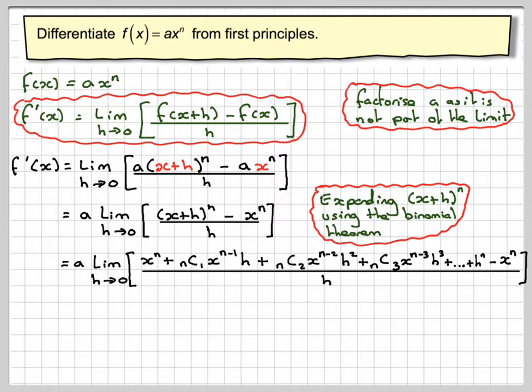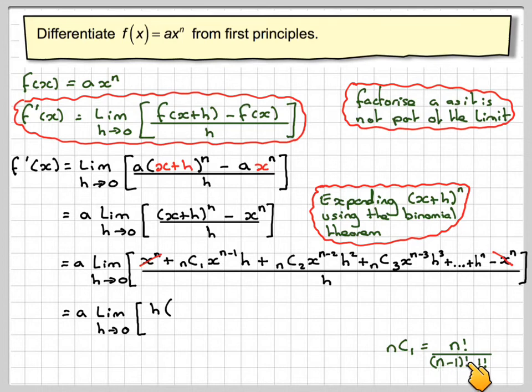Right, we've got x to the n minus x to the n, so they will cancel out. And so we've got a times the limit as h goes to 0. Now, just one extra thing. Once you've removed these two, there's now a common factor of h, so we'll take that out. And nC1 we know to be n factorial over (n minus 1) factorial times 1 factorial. 1 factorial is 1, so we'll forget about that. So we're going to have n times n minus 1, n minus 2, all the way down to 1 here, and then we're going to have n minus 1, n minus 2, all the way down to 1 on the denominator. So they all cancel out. We just get left with an n.